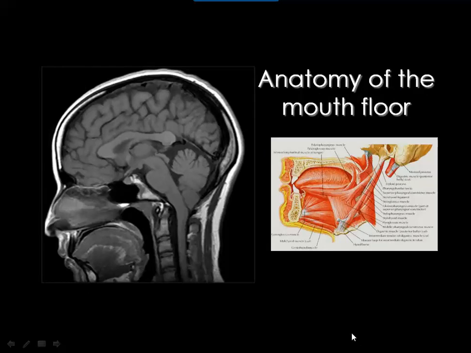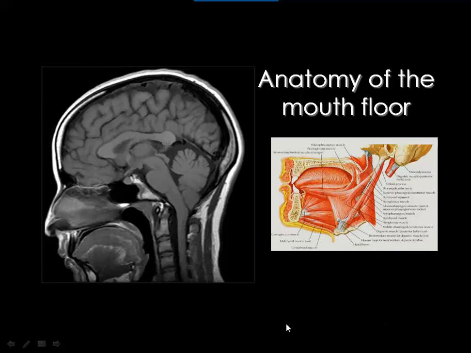Then you can see this is the mastoid process and this is the styloid process, and the muscle coming from the styloid process to the base of the tongue is the styloglossus muscle, and then the muscle coming from the hyoid bone to the base of the tongue is the hyoglossus muscle.